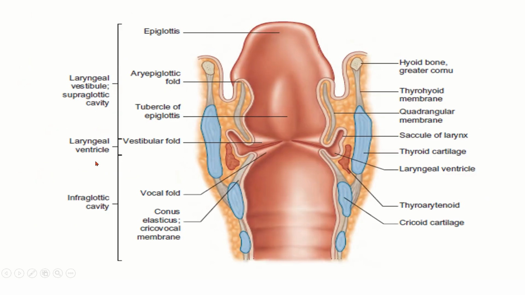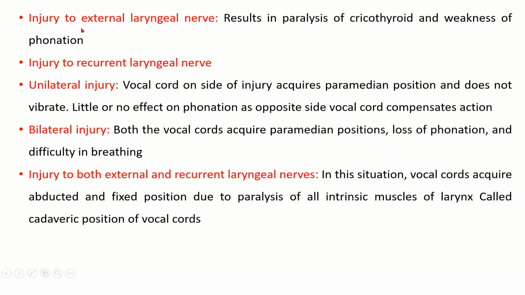You can see here vestibule, ventricle, and the infraglottic compartment. Sinus of larynx is also called the laryngeal ventricle. So injury to external laryngeal nerve results in paralysis of the cricothyroid and weakness of the phonation.